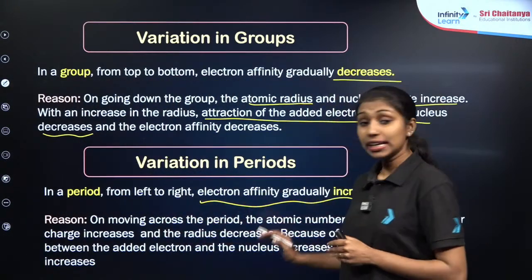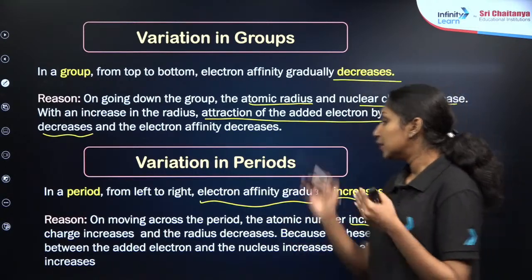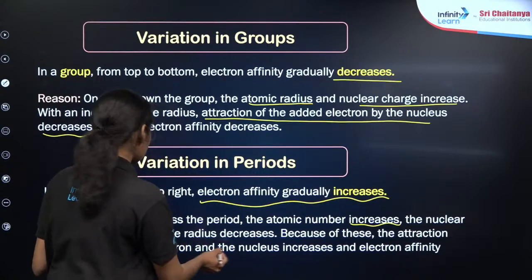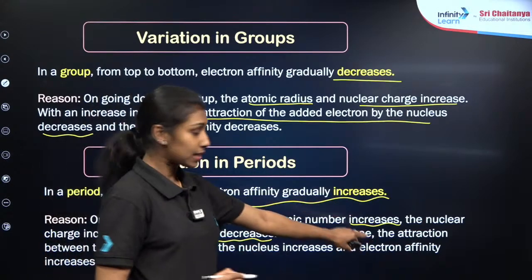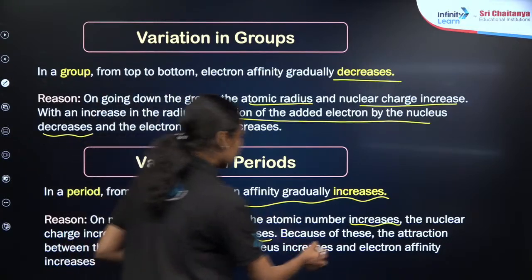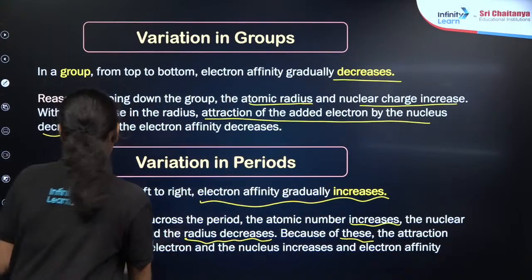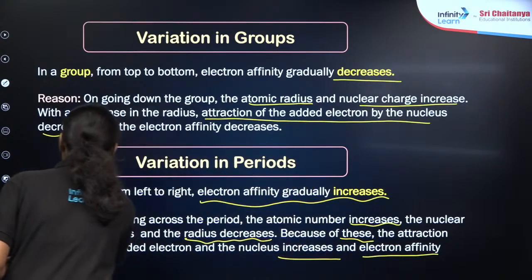On moving across the period, what will happen to the size? Size decreases, right? The nuclear charge increases and the radius decreases. Here the atomic number increases and the size decreases. Because of this, the attraction between the added electron and the nucleus increases, so the electron affinity also increases.